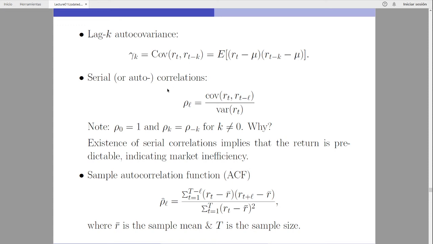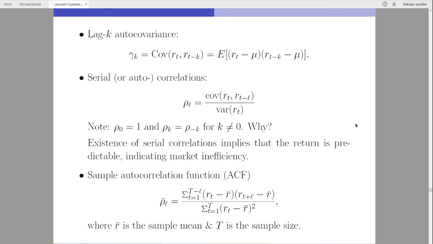So in order to talk of autocorrelations, we're going to define this rho sub L. Note that everything that is related to autocorrelation is denoted with the letter rho. In this case, rho sub L is the covariance of R_t with R_{t-L} divided by the variance. Now, note that rho sub 0 is 1. This is because the covariance of a variable with itself is the regular variance. And rho sub k is rho sub minus k for k different from 0. And I want you to tell me why. In the review session of lecture one, we will see this. So it'll be nice if you can take a look at it.